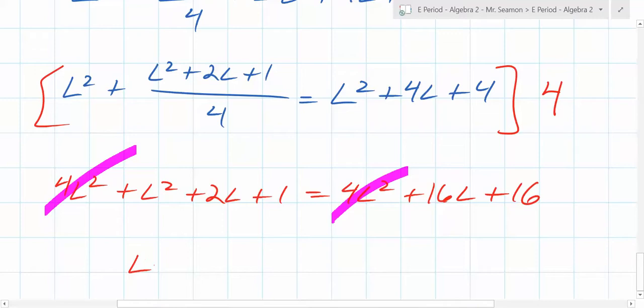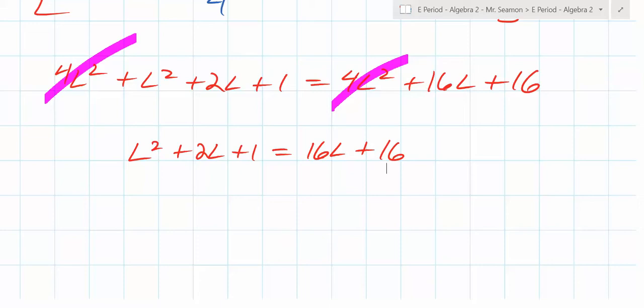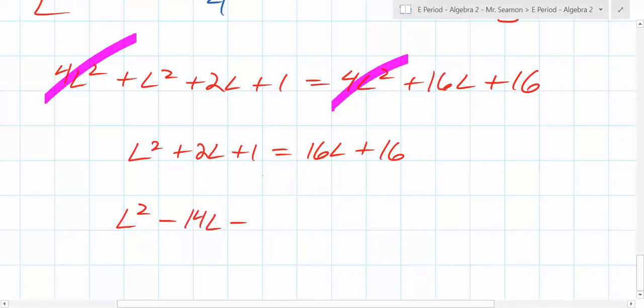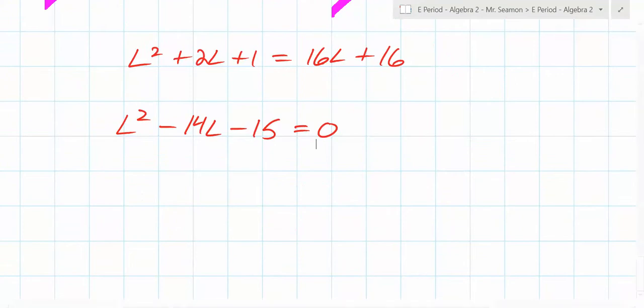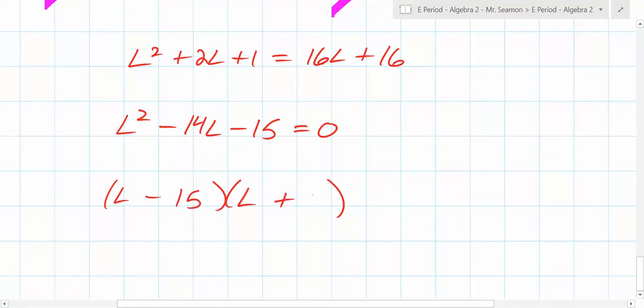So, we're left with L squared plus 2L plus 1 is equal to 16L plus what? Is that in standard form? No. So it's going to be L squared plus how many L's? Minus how many of them? 14L minus 15 equals 0. And then you ask yourself, is this factorable? It's going to be L and L. It's going to be minus 15 and plus what? Like that? So L minus 15 equals 0, or L plus 1 is equal to 0.